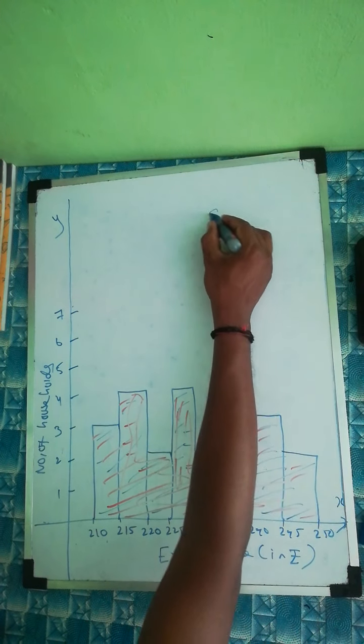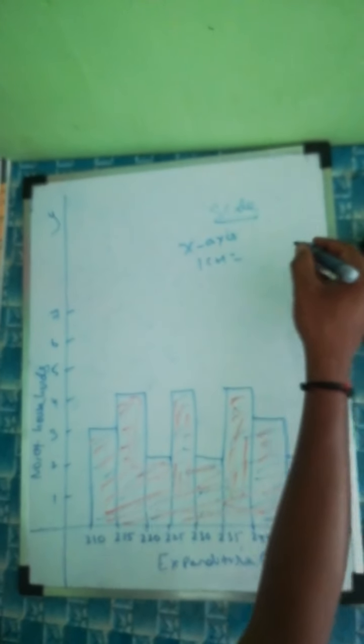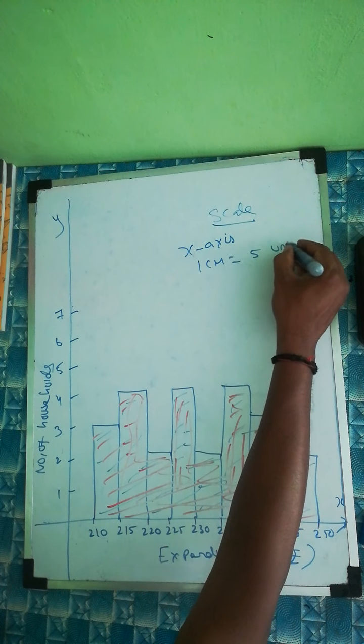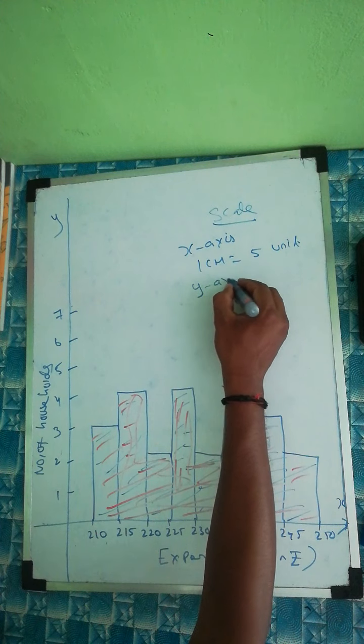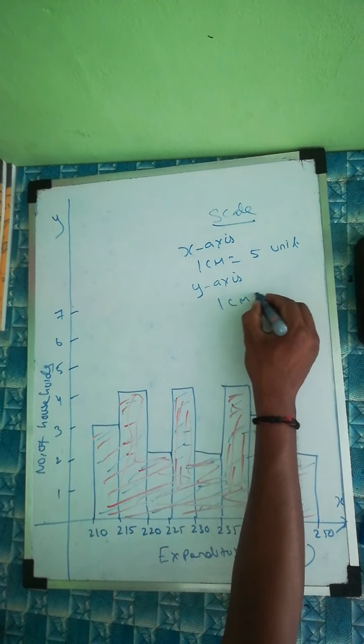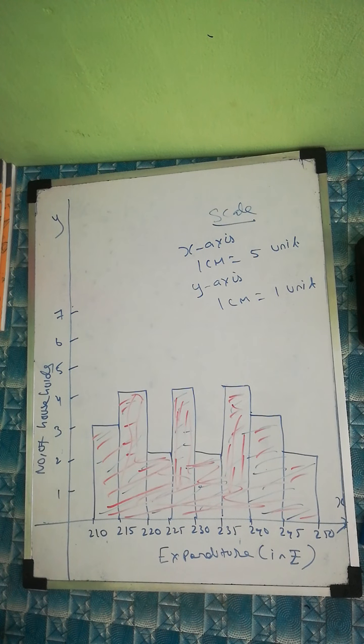So the scale: x-axis, 1 centimeter is 5 units, because it's going 10, 15, 20 like that. And y-axis, 1 centimeter is 1 unit, because you're taking 1, 2, 3. So the chapter is over. Just do it in the graph book. After you finish the homework, you send me all of it together.